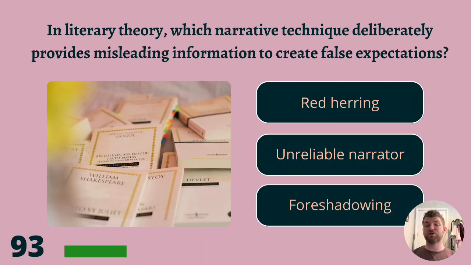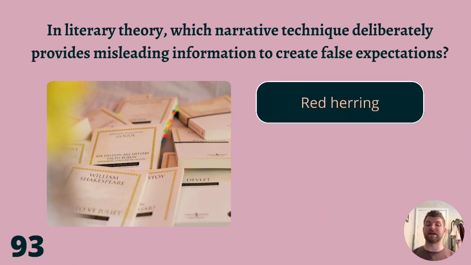93. In literary theory, which narrative technique deliberately provides misleading information to create false expectations? Red herring, unreliable narrator, or foreshadowing? The answer is red herring.